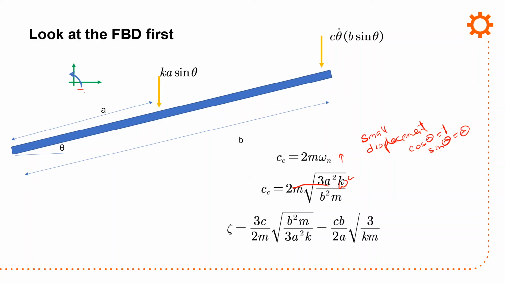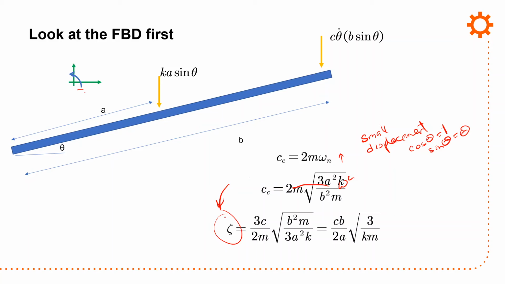C is equal to 2m omega n, and substituting in terms, 3a squared k over b squared m square rooted. And the damping ratio you can find from the text is 3c over 2m, b squared over 3a squared k, cb over 2a, 3km. This is part of the standard definition. You need to have this or understand it in order to extract all of these relationships. It's c over cc.